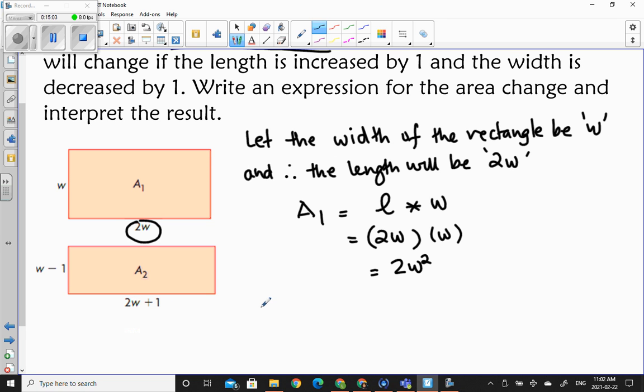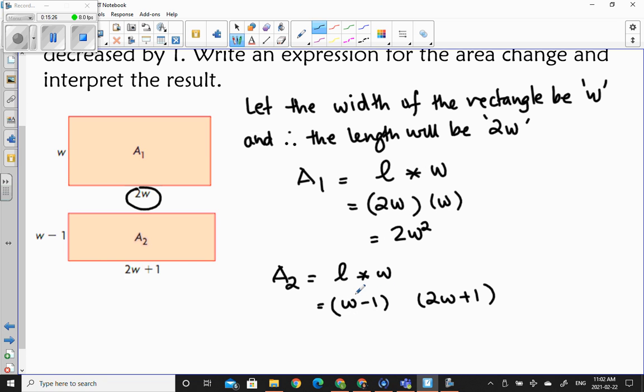So what is the new area going to be? It says write an expression for the area change and interpret the result. So before I can find the change in area, I have to know what the area becomes. Okay, so what is A2? A2 is again length times width. So it's going to be W minus 1 times 2W plus 1. So you have two binomials and you have to multiply them. W gets multiplied with that, and negative 1 gets multiplied with that and that.